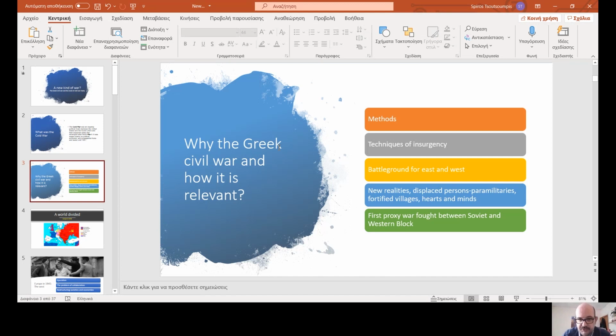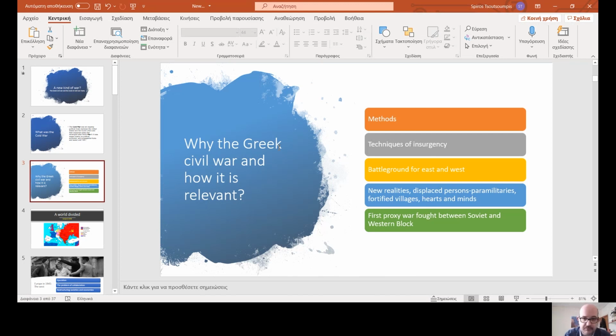Also, the techniques of insurgency, which is relevant to the methods as well. They use, as I said, irregular warfare. They also use very extensively forcible conscription. What do I mean by this? The people who fought the Greek Civil War on the insurgent side were not volunteers, at least not all of them; many of them were forcibly conscripted. Many of them were women. Others were children and teenagers. And this is something similar to what we see today. Contemporary civil wars, contemporary insurgent groups use children and teenagers very extensively.